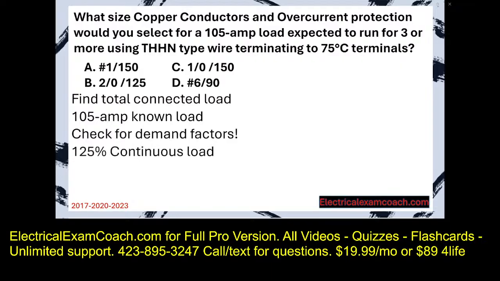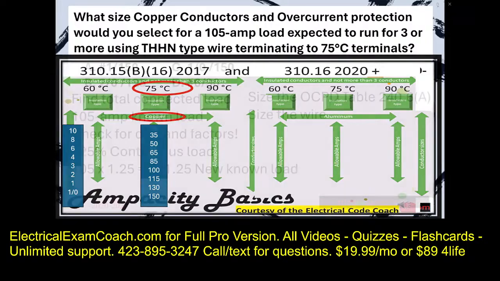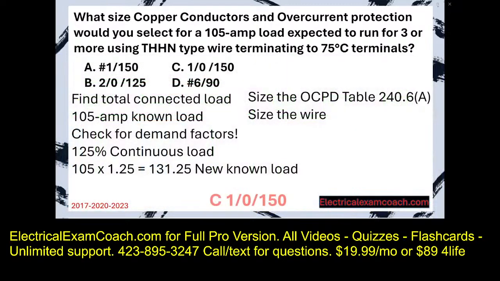When we look, we find that we're on the copper side, 75 degree C column. We're going to go down and we're going to find a wire that covers the known load, and we're good to go. We're going to select a 1/0 on 150. Let's get to it.